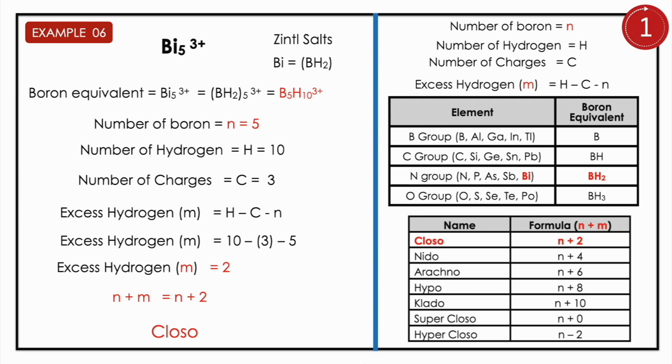Then we apply Wade's rule. First step will be counting the boron, that is N equals 5. Then counting the hydrogen, H equals 10. Charge is +3. So C equals 3. You have to find the excess of hydrogen, that is M equals H minus C minus N, that is 10 minus 3 minus 5 gives 2. M equals 2 means it is N plus 2 system, technically Closo structure. So according to Wade's rule, the Zintl salt Bi5 3+ has Closo structure.